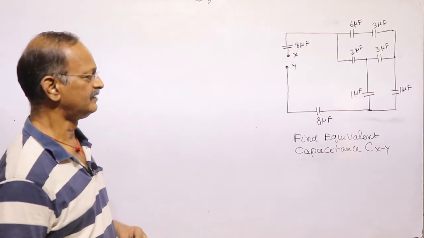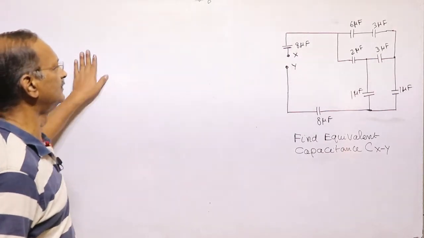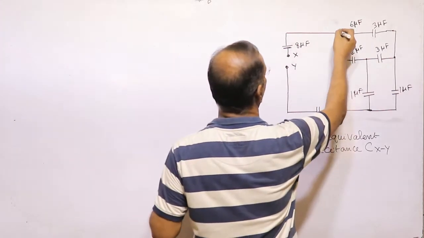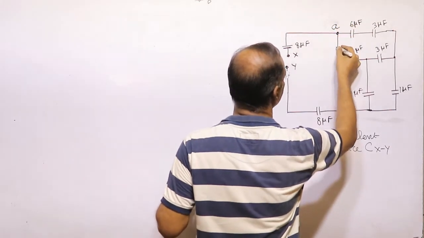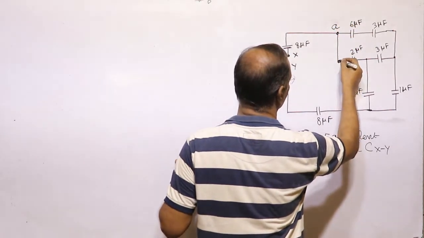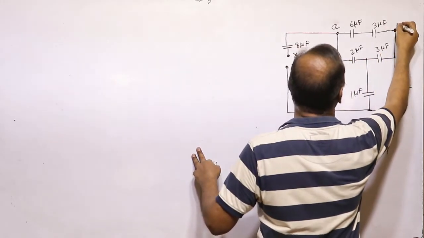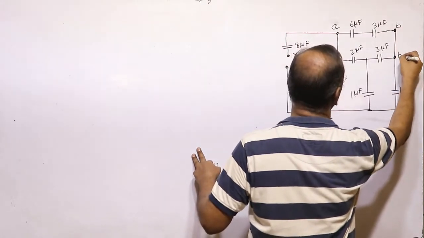Find equivalent capacitance between X and Y. So first let us mark the points. Let us mark this as point A. Since it is connected by wire, this point will also be A. And this point as B. Since it is connected by wire, this will also be B.